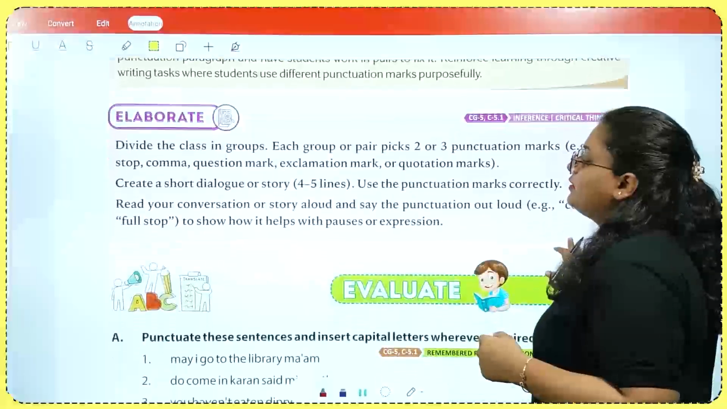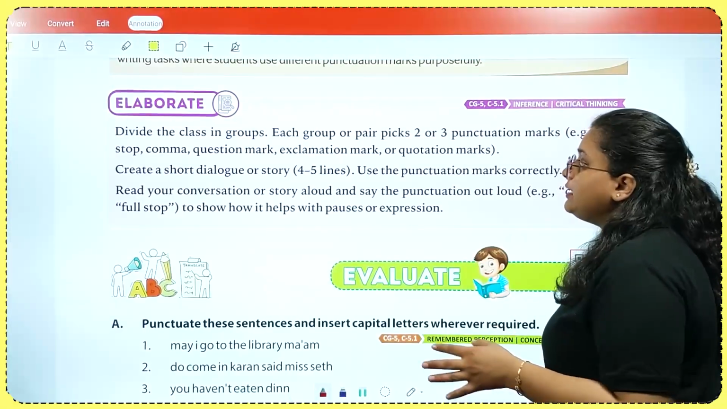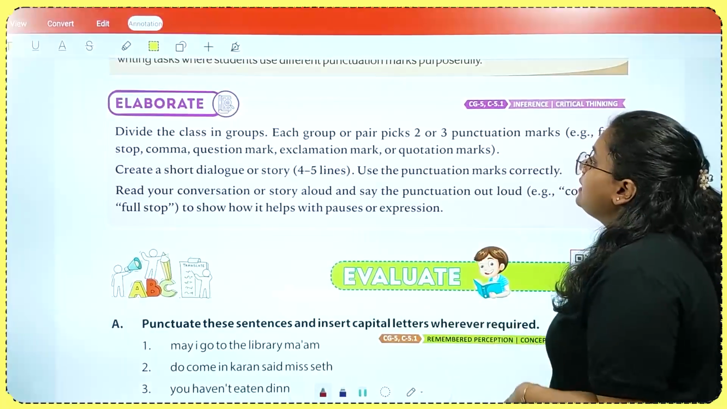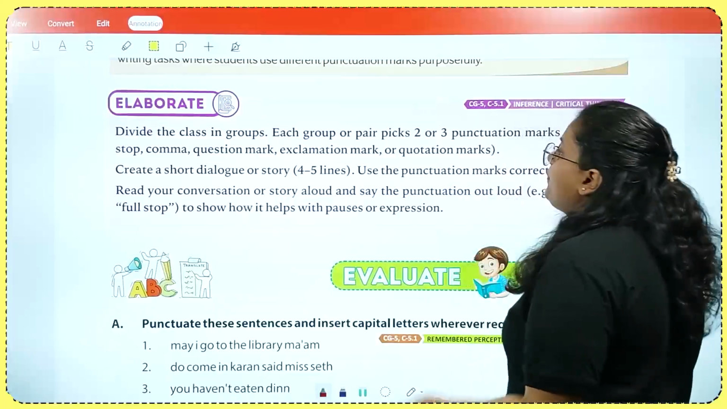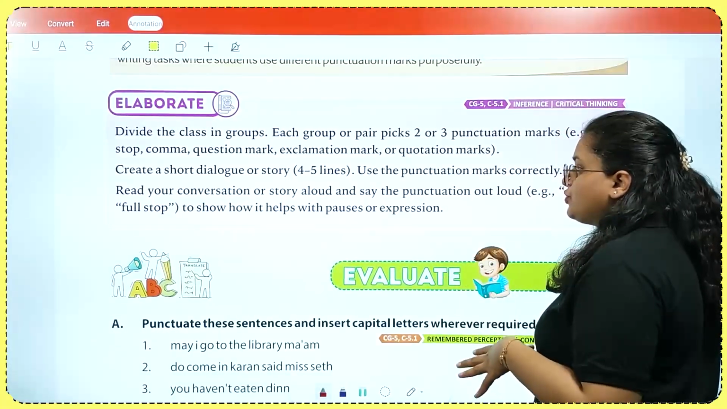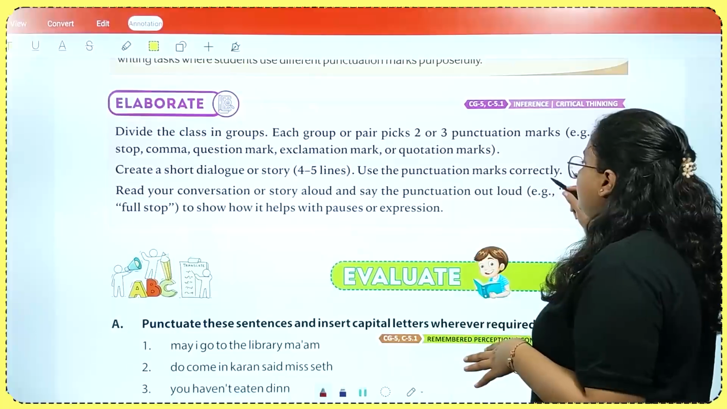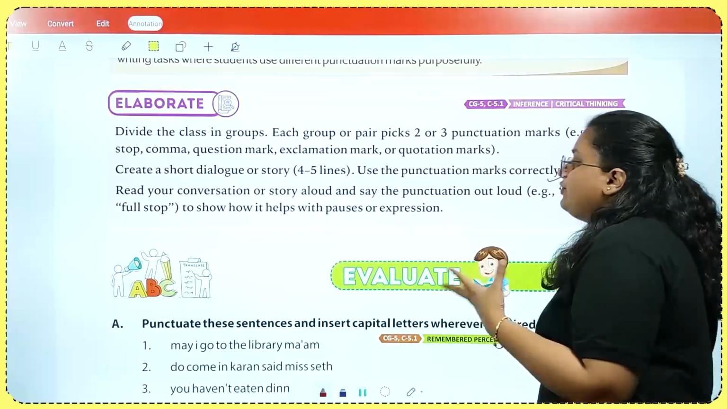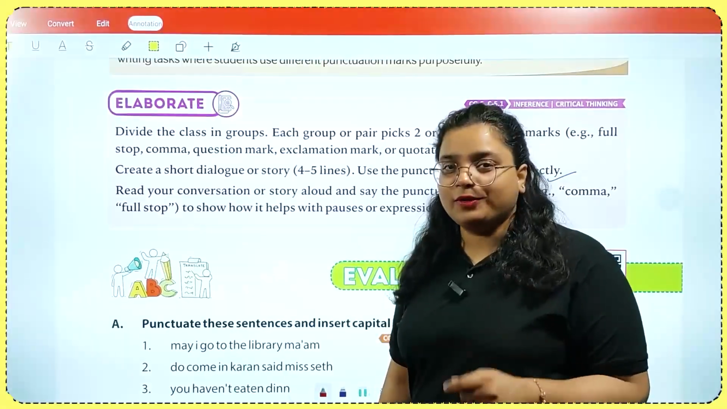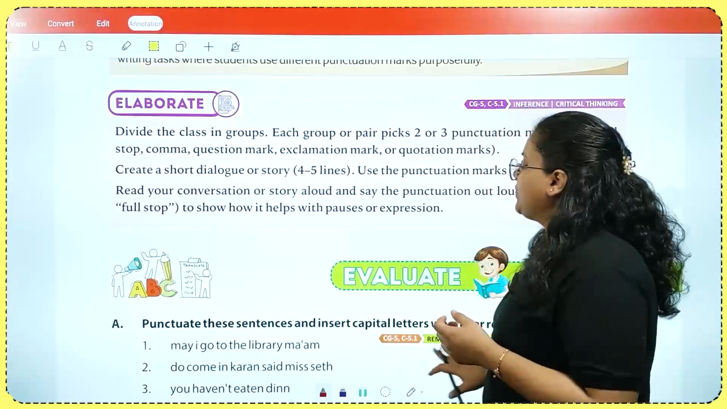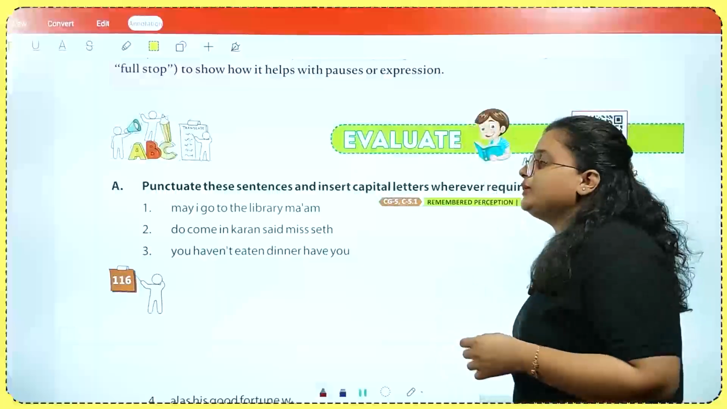Now there is a fun activity. Divide the class into groups. Each group or pair takes two to three punctuation marks. Create a short dialogue or a story. Use the punctuation marks correctly. Then you have to read your story. This is a very fun activity that you have to perform. Now let's evaluate and see how much we have learned.